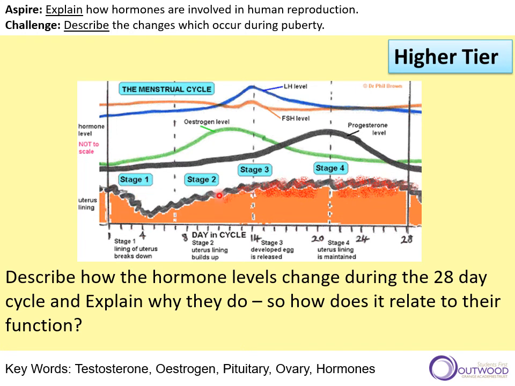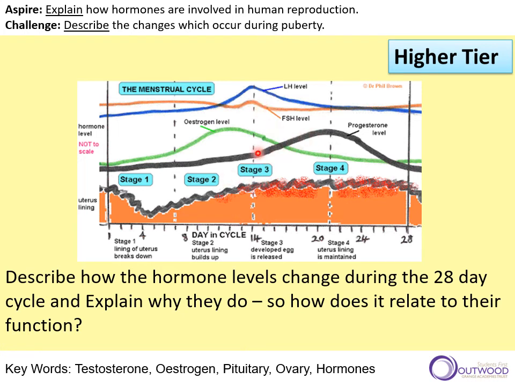So effectively, they've got 4 stages to this process. Stage 1, as it says, talks about the lining of the uterus breaking down. That's basically the period. Stage 2 is the uterus lining building back up. You can see that estrogen levels are rising, LH is rising, FSH stays the same, and then there's suddenly a peak of FSH and LH.